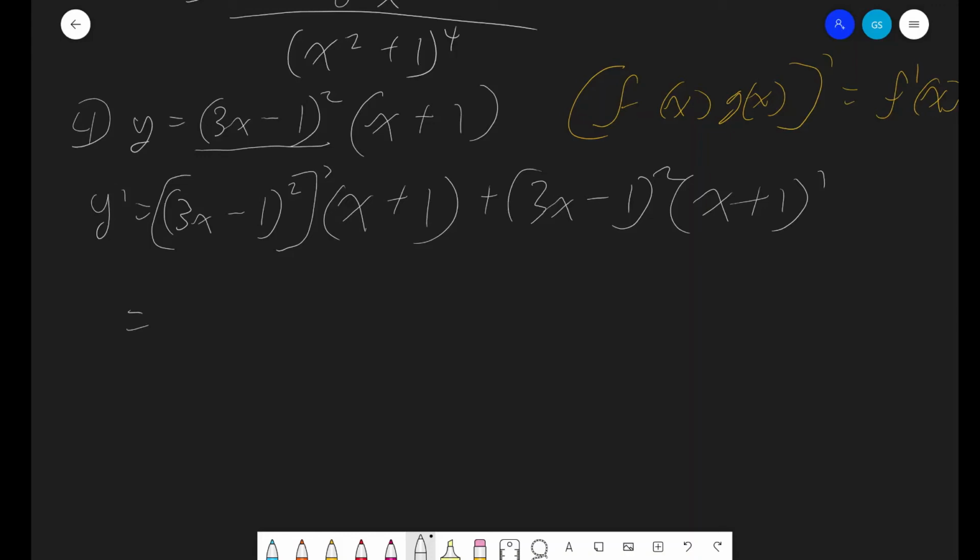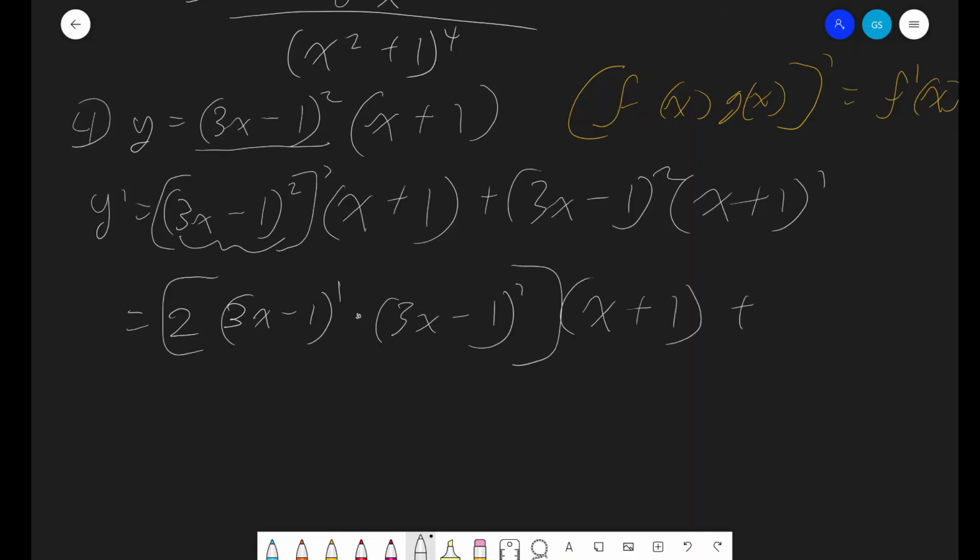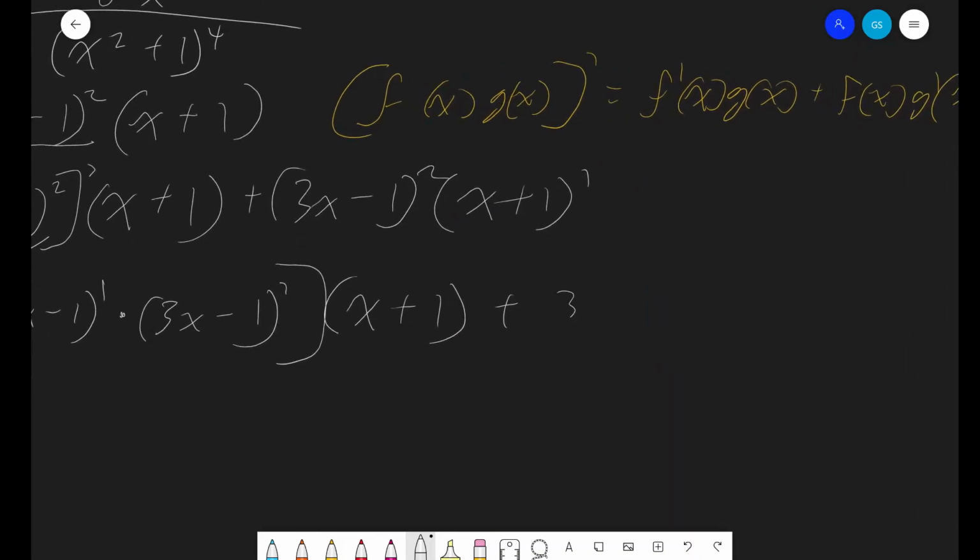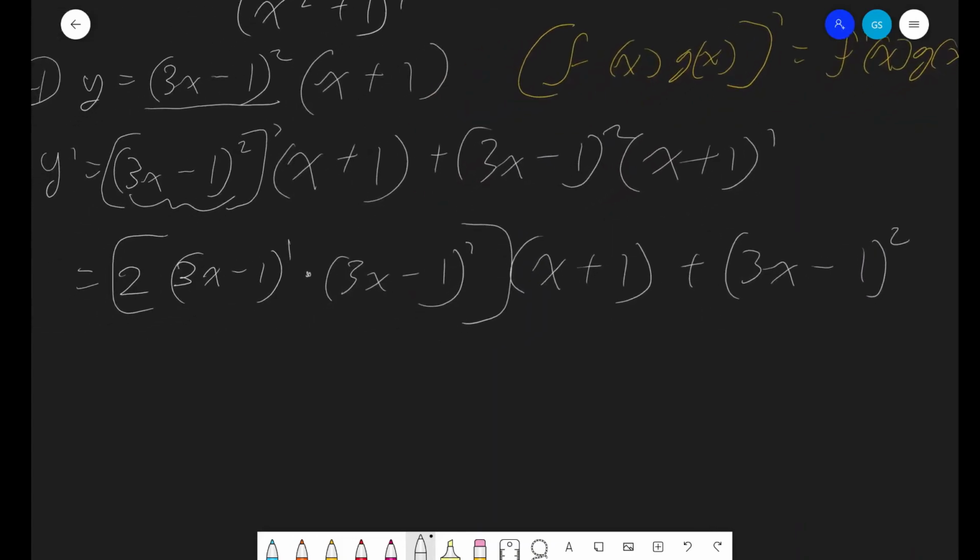Now differentiating (3x minus 1) squared, we swing over the exponent. This becomes 2 times (3x minus 1), times 1, and then now we have to differentiate 3x minus 1. All multiplied by (x plus 1), plus (3x minus 1) squared, because differentiating x plus 1 just gives you 1, because the 1 becomes 0, and then x is just 1. So we don't have to write the times 1 there.